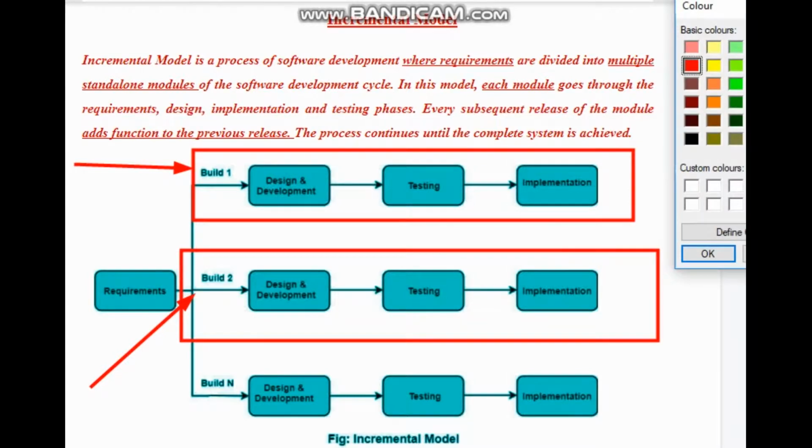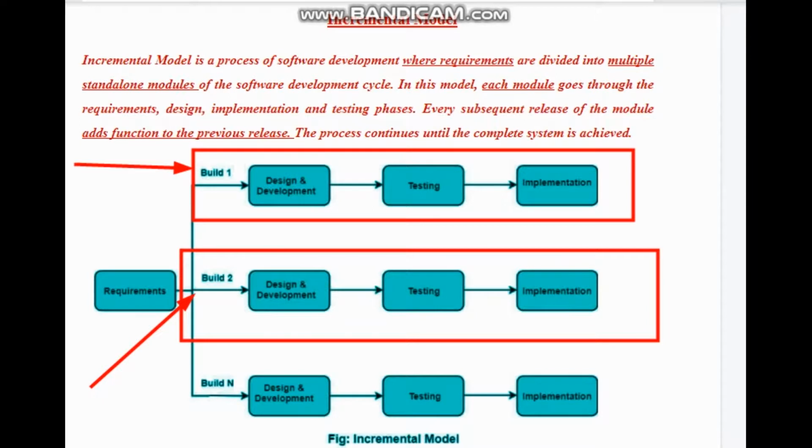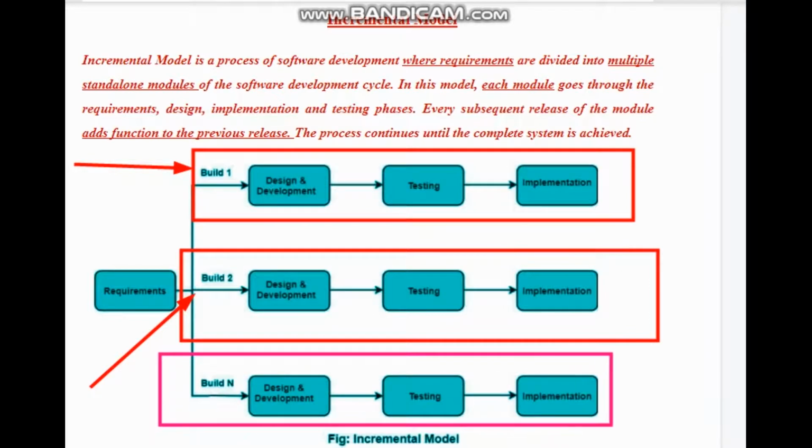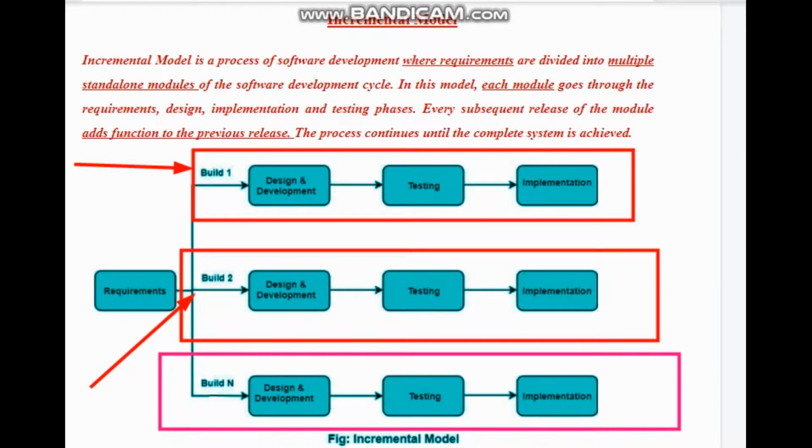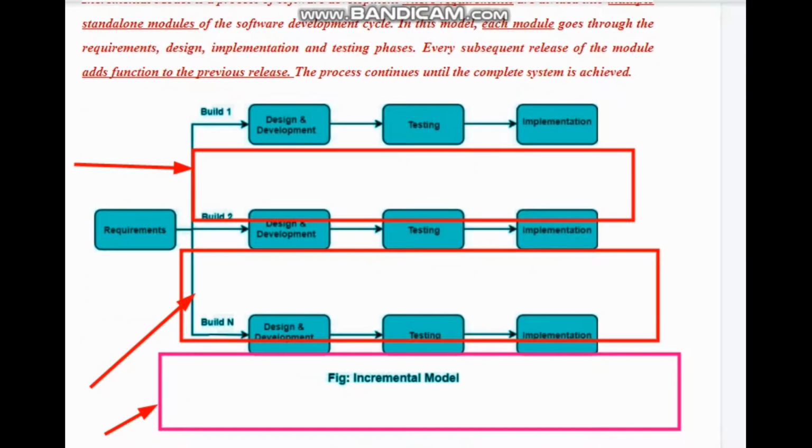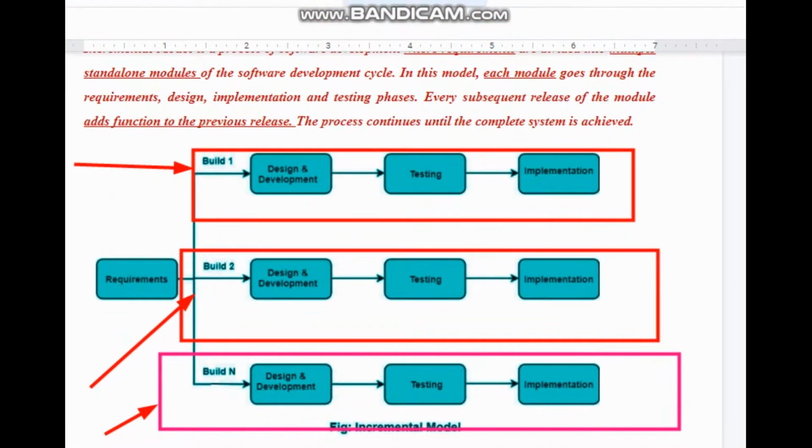Now after checking that this build is not working correctly, they may go for another build, that is called build 3. When they develop build 3, again they find that there are some problems, they may go for another build, that is build n. In this way they go on forming the builds. See, it is given here: every subsequent release of the module adds functions to the previous release. The process continues until the complete system is achieved.